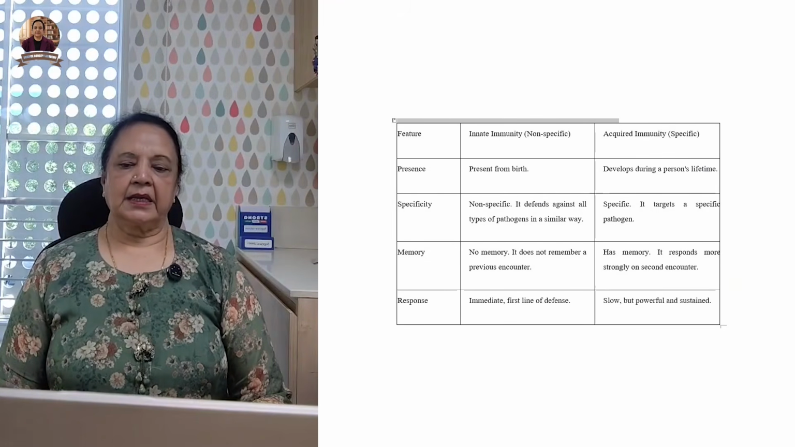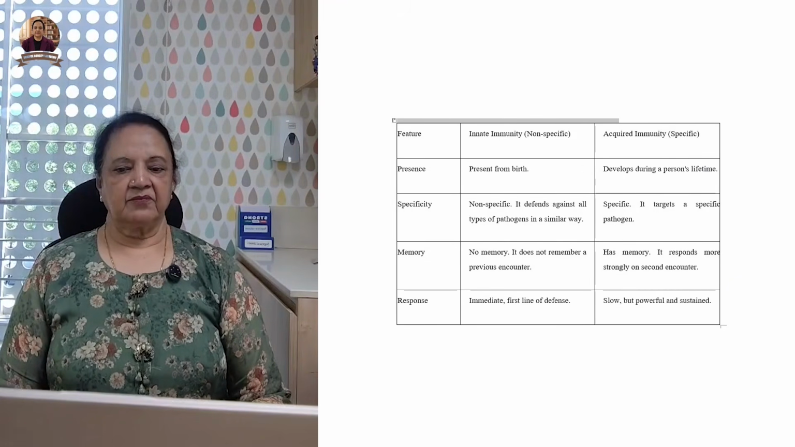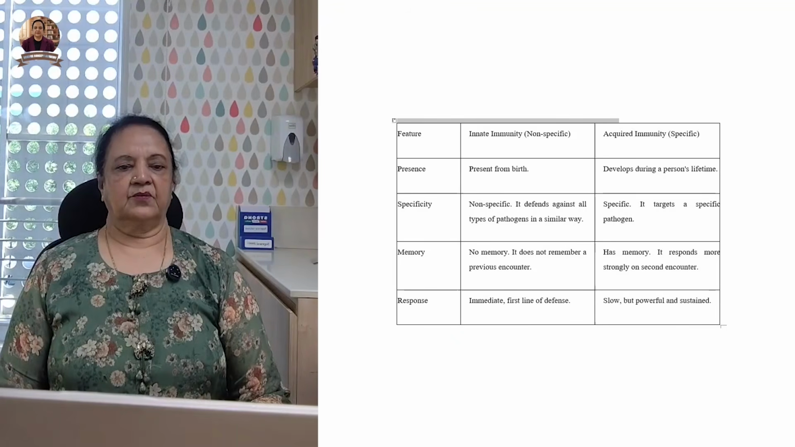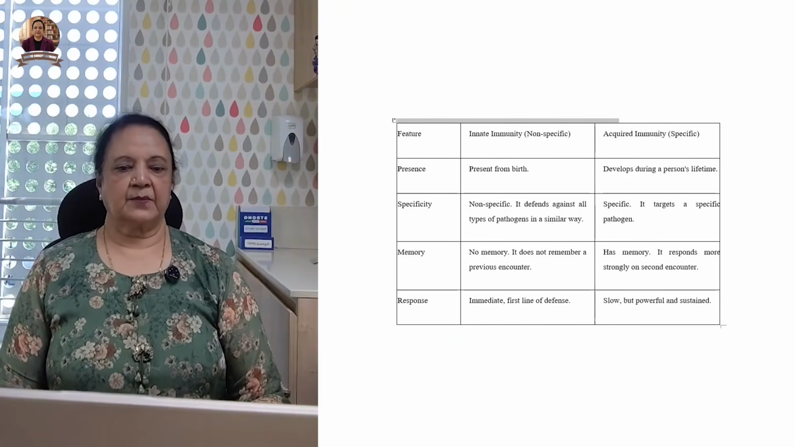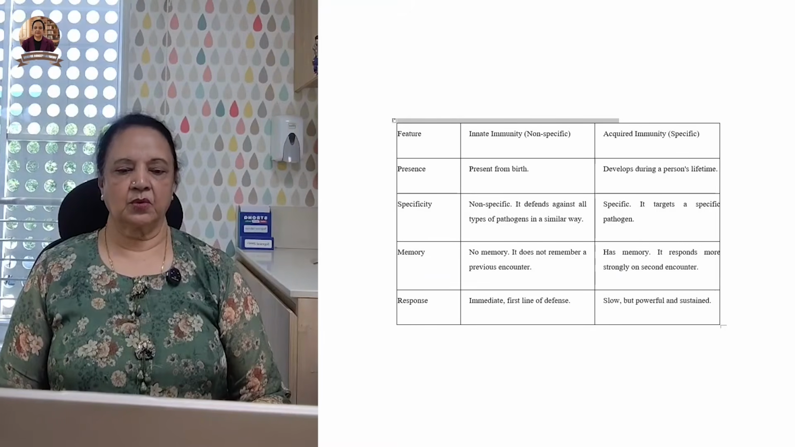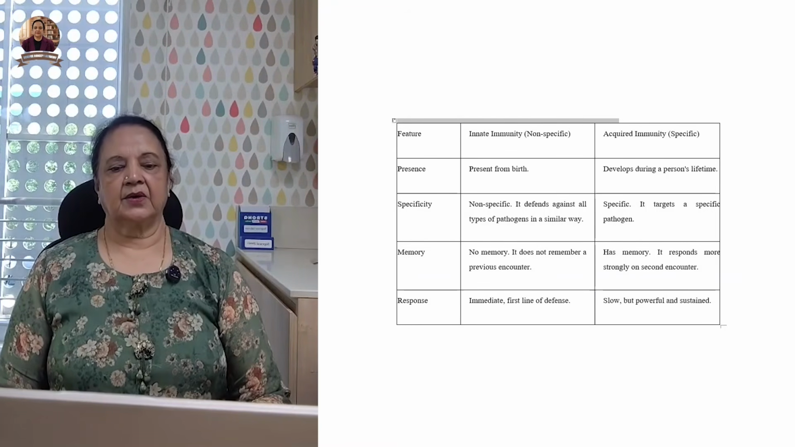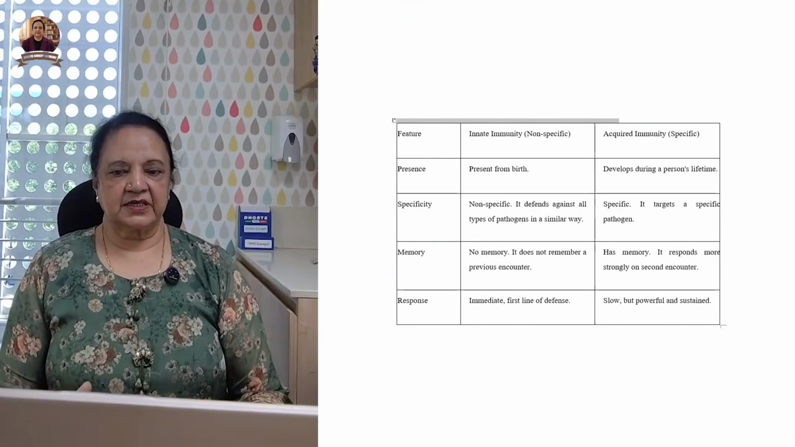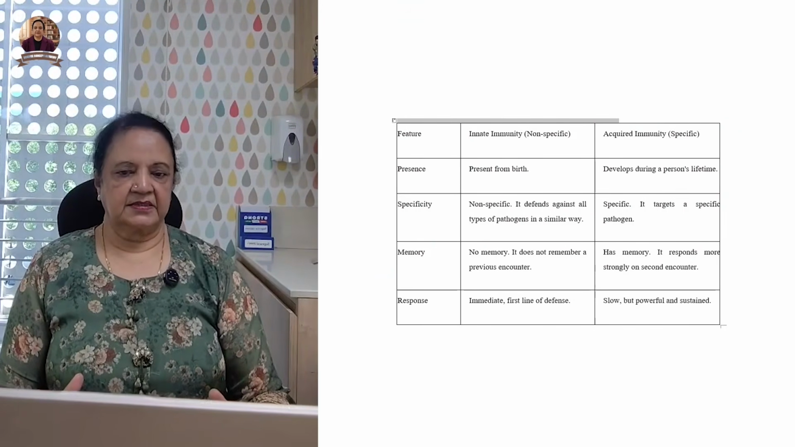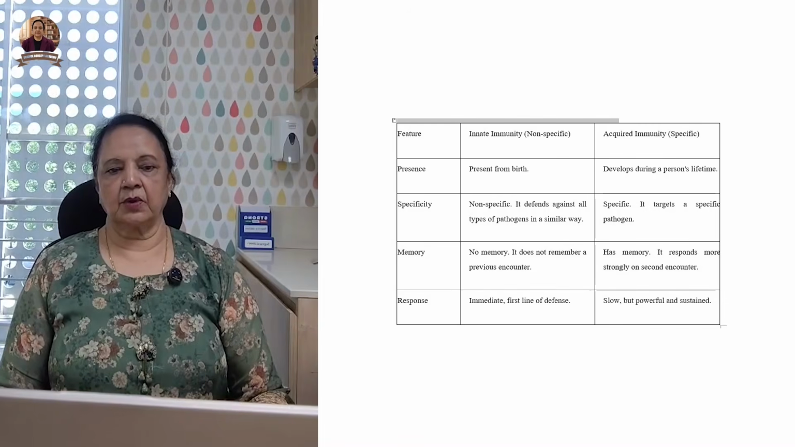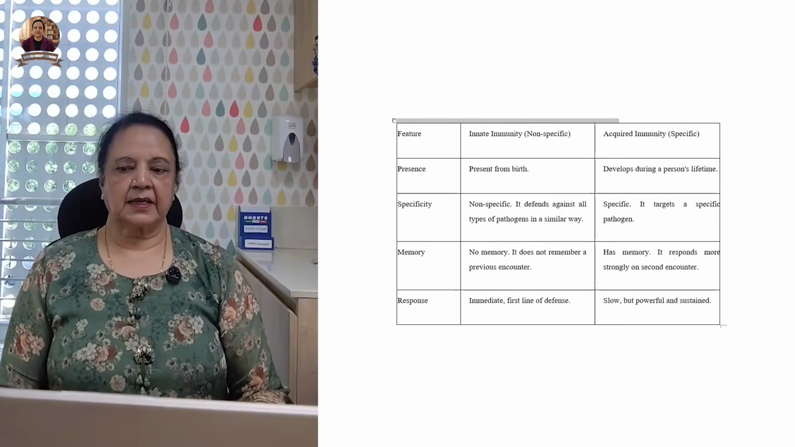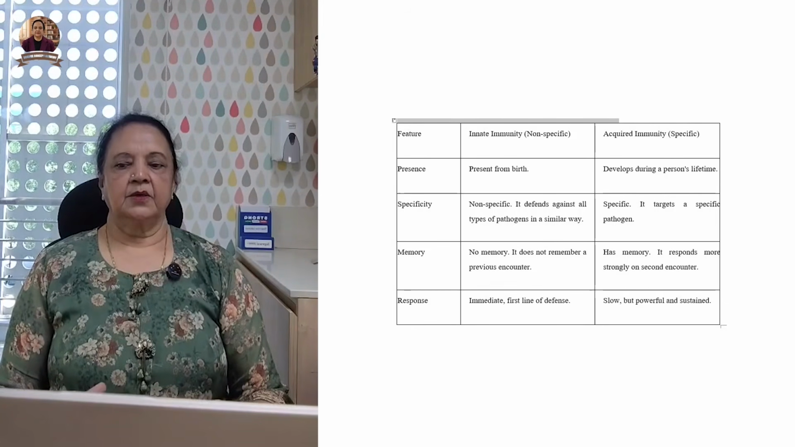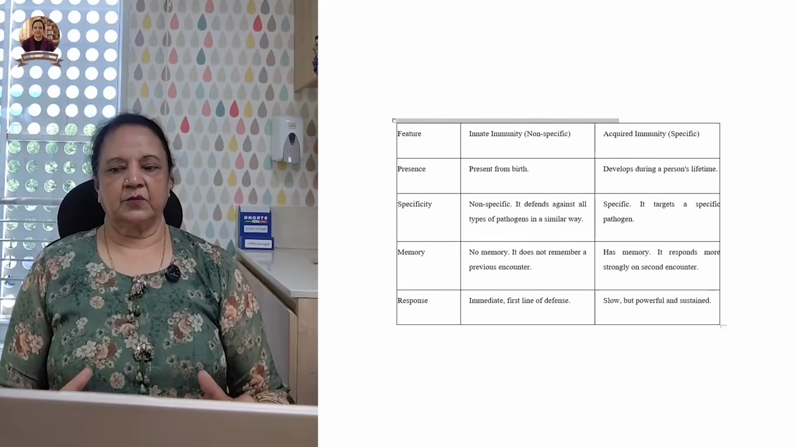No memory, it does not remember a previous encounter, whereas acquired immunity has memory, it responds more strongly on second encounter. Innate immunity is immediate, first line of defense. Acquired immunity is slow but powerful and sustained. Two barriers of innate immunity.